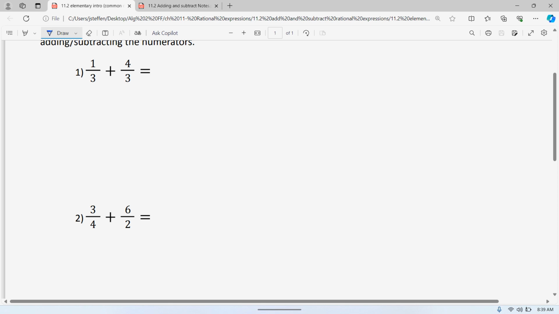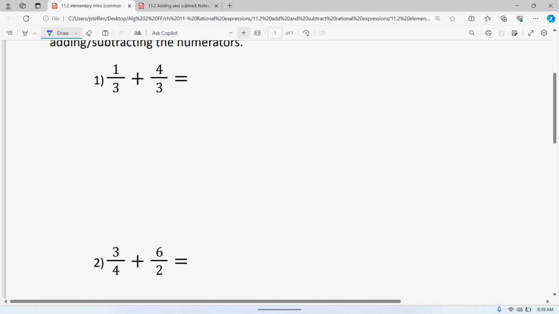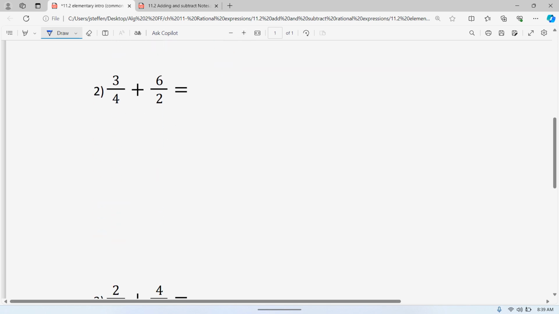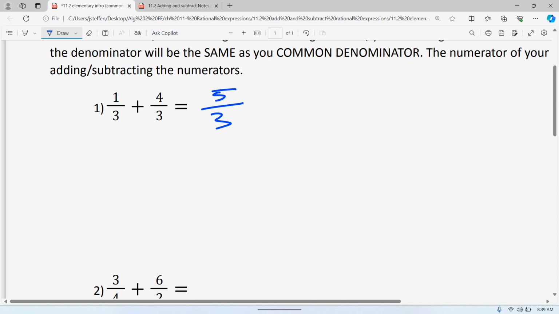So number one, 1/3 plus 4/3, you can do that. That's not too bad. 1 plus 4 is 5, and the denominator stays the same, 3. That's why you need a common denominator. If you don't have a common denominator, you need to make them common. So the first thing I want to point out with the one we just did: you add the numerators, you do not change the denominator at all. That's one of the biggest mistakes people make.